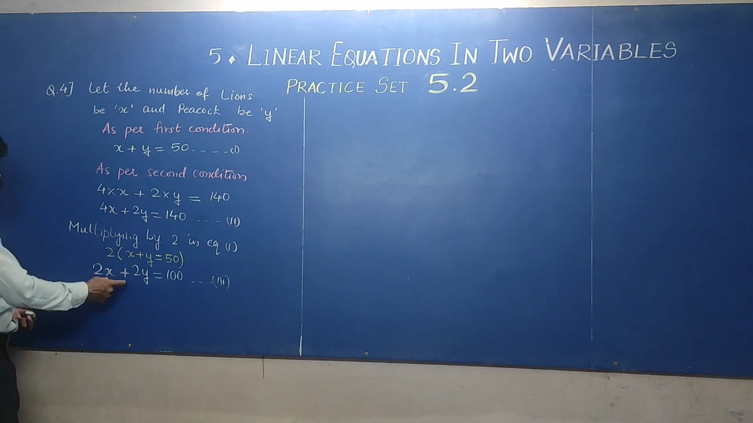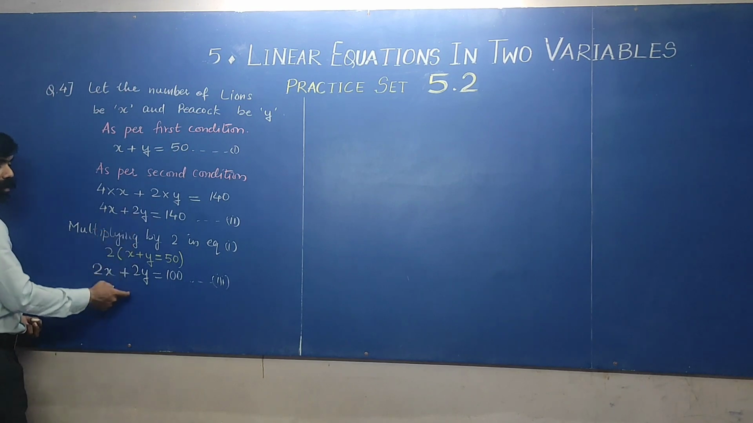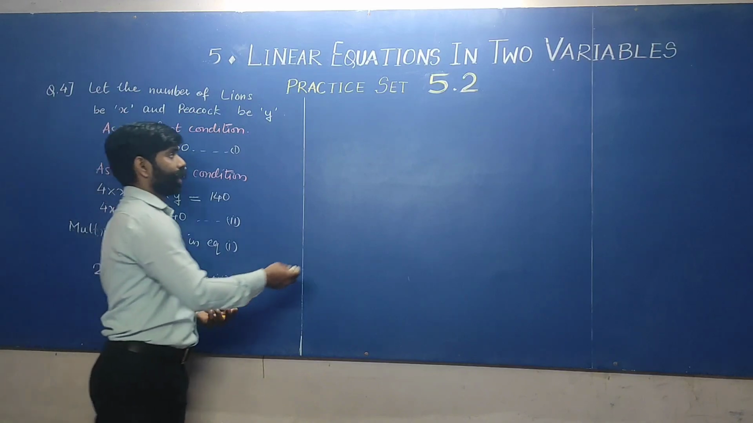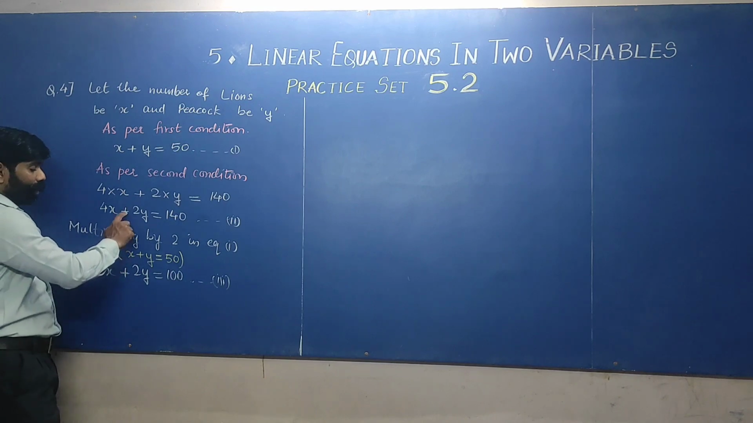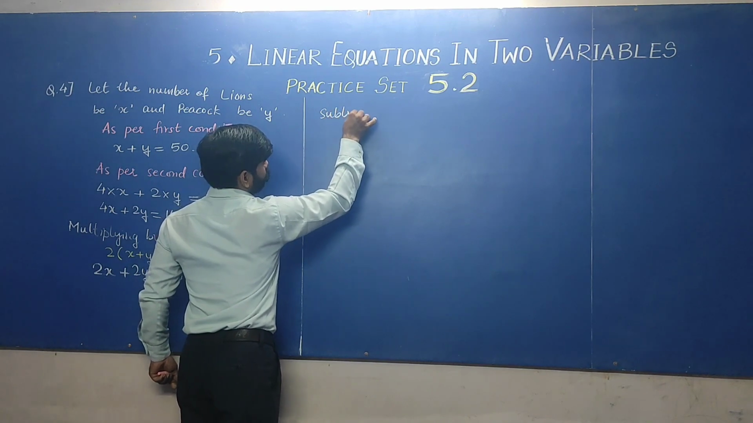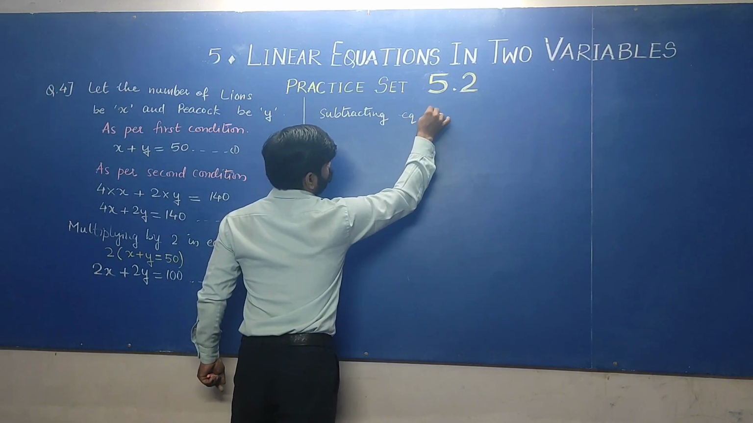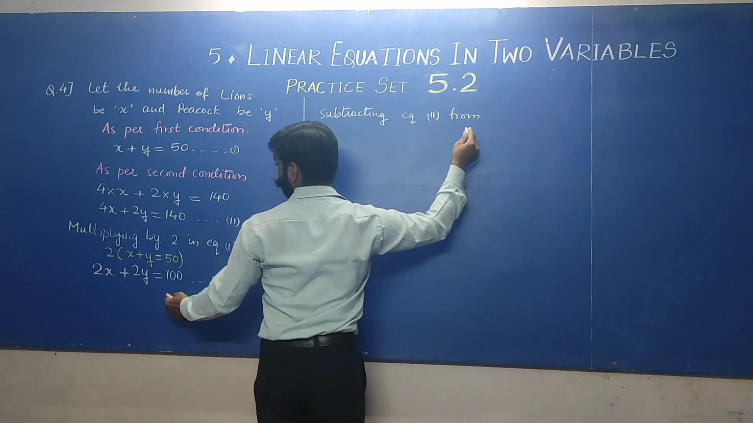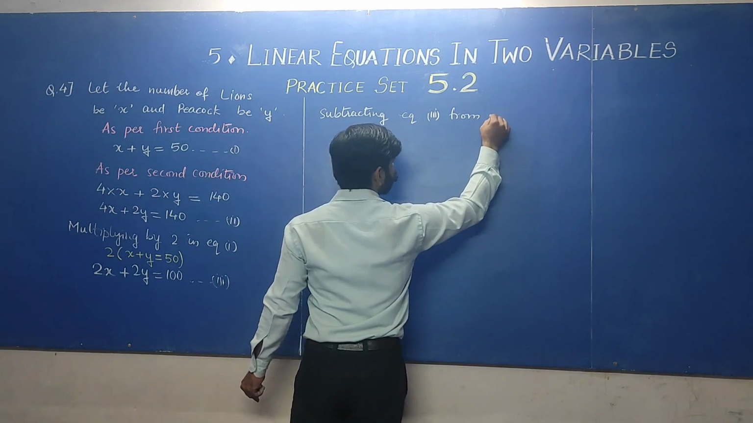Now what we are going to do? We are going to eliminate these two. We are going to do simultaneous equation on these two equations, equation number second and equation number third. So we will write subtracting. Why we are subtracting? Because same sign. Students, see to it. The sign is same, so we are going to write subtracting equation 3 from 2.